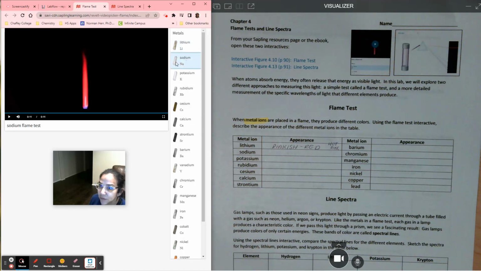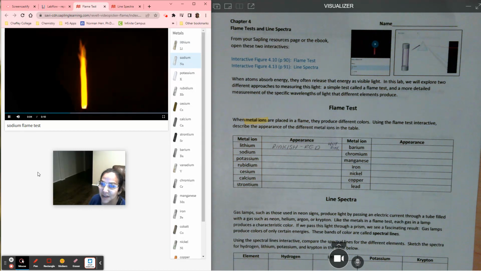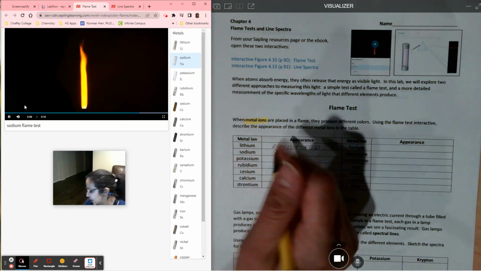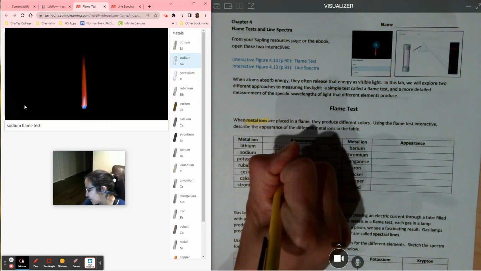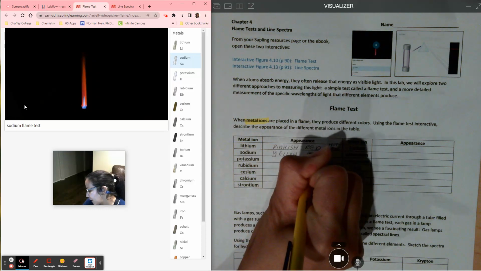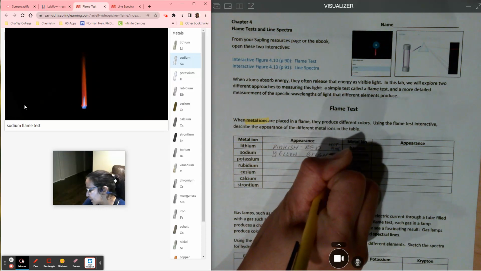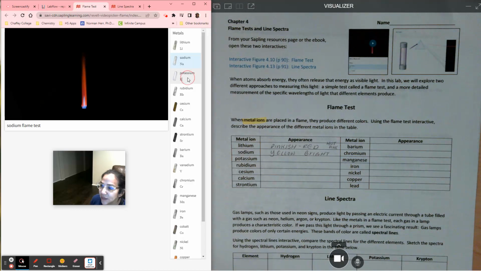All right, let's look at sodium. Wow, very different, right? Like this one is an obvious yellow color to me. So I would write yellow, and it's a bright yellow. It's not dull or anything. Let's look at potassium.